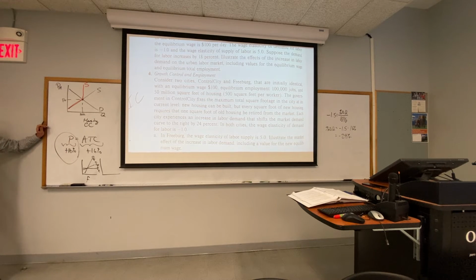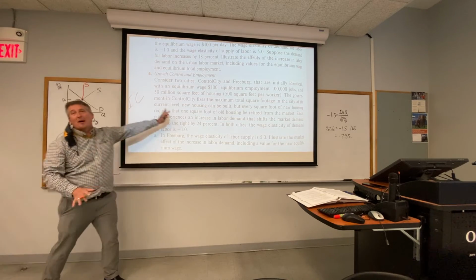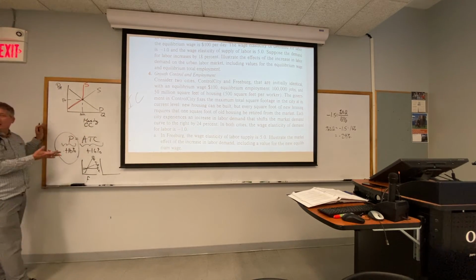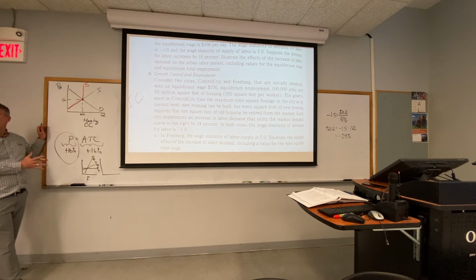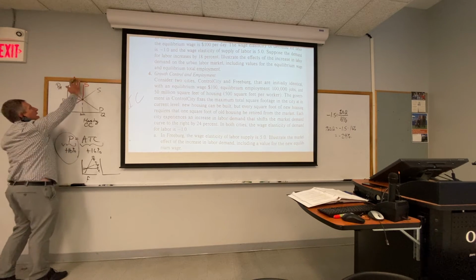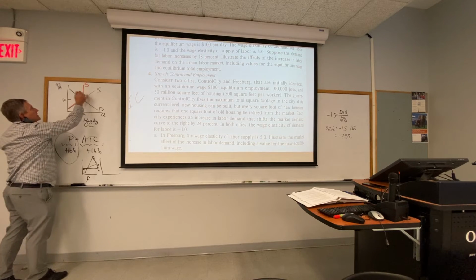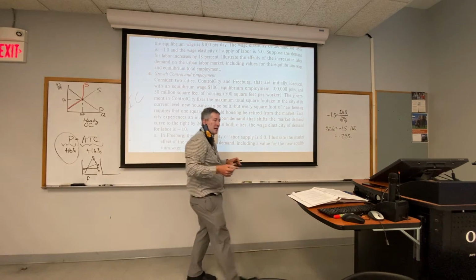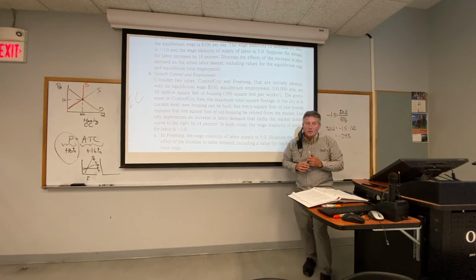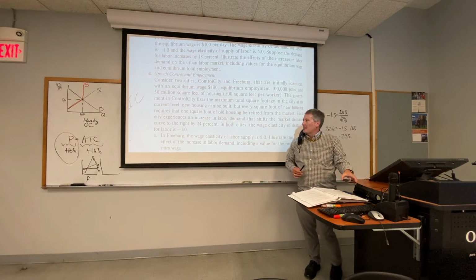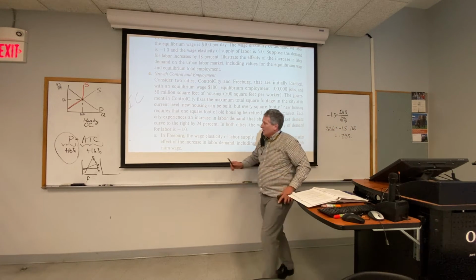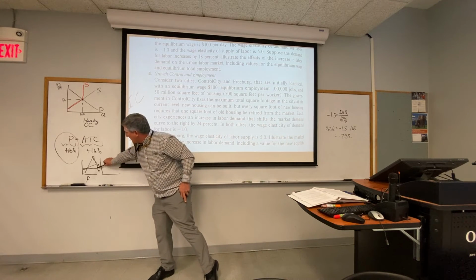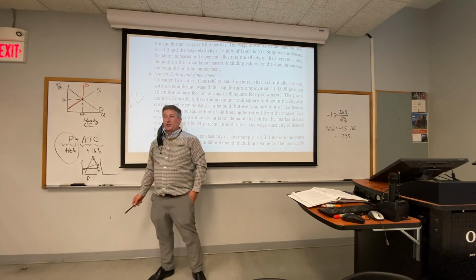Okay, so now there's an increase of 24% demand. That's in the labor market though, remember, that's back to the problem. But what's gonna happen to housing prices? They go up, right? So compared to what Freeburg's gonna do, their housing prices are gonna be less, and Control City's gonna go up in price. So, would that make their elasticity of supply flatter or steeper?